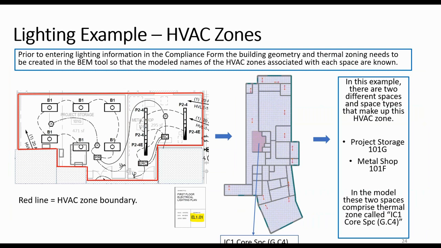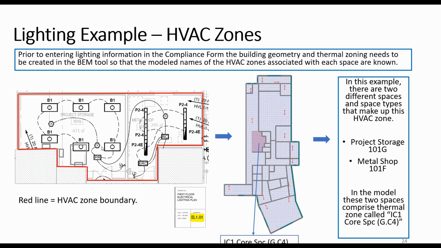All right, here's our lighting example. Okay, so prior to entering lighting information into the compliance form, the building geometry and thermal zoning needs to be created in the BEM tool so that you know the modeled HVAC zone name associated with each space in the drawings. So that's the first step with lighting: you want to know the HVAC zone associated with each space in the drawings.